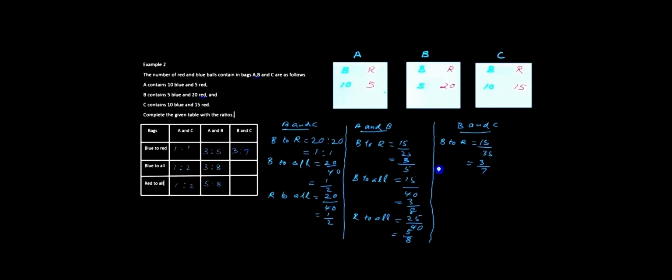Next let's fill third cell of row 2. In this we have to fill the ratio of blue to all in bags B and C. This is equal to 15 is to 50, which is equal to 3 is to 10 in simplest form. Next go to third cell of row 3. We have to fill ratio of red to all. This is equal to 35 to 50, which is equal to 7 is to 10 in simplest form.